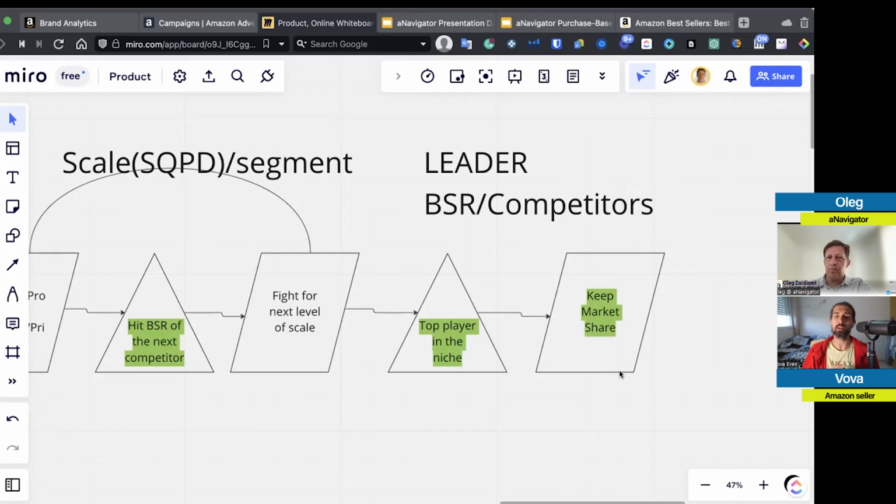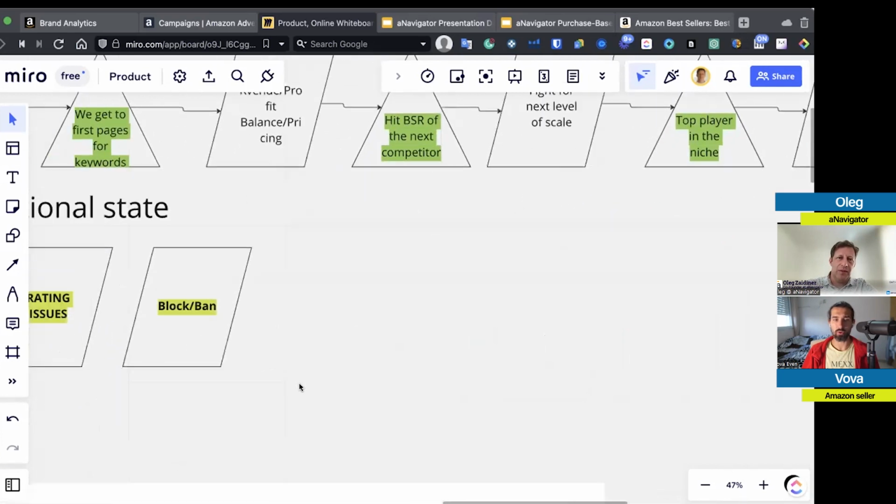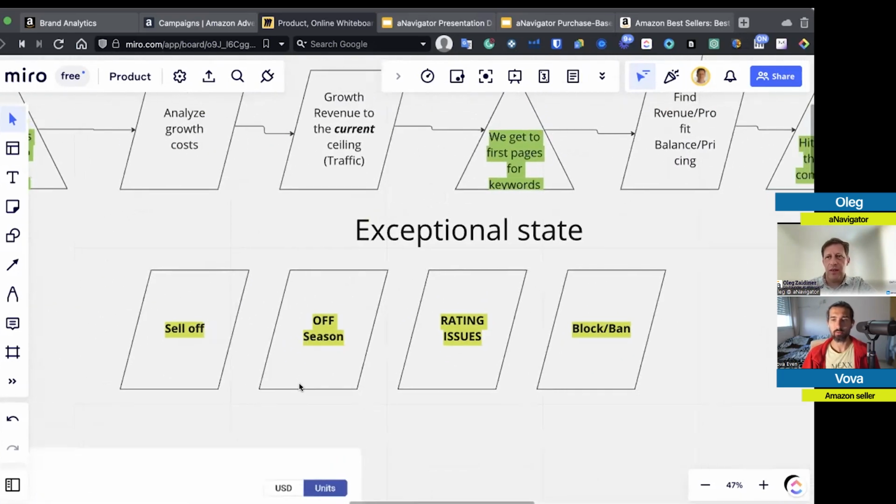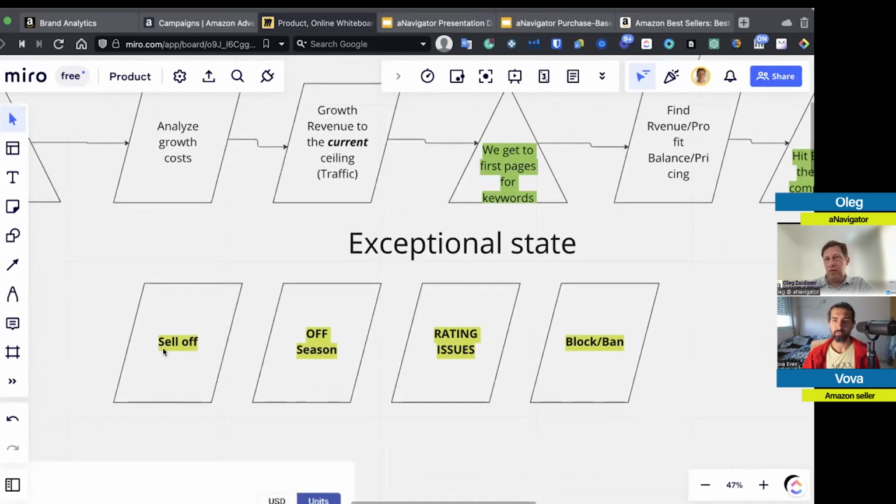And also there are exceptional things, right? Exceptional states, because sometimes you want to sell off the product because you decide it's not working anymore, or it's not needed by the market, or you have some issues with the product, but whatever. It's a good idea to sell off something that's not working and free your resources and focus on what's working. Like the 80-20 rule is super important.